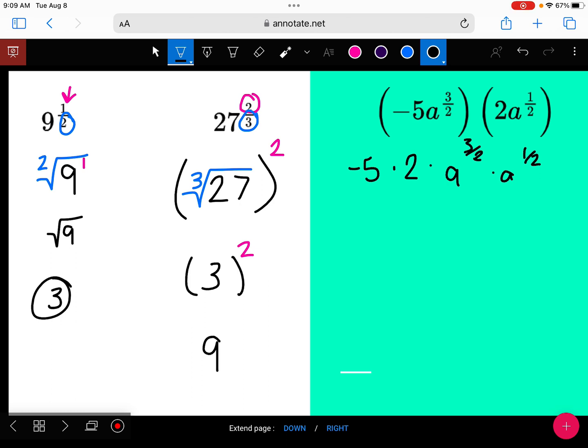We have -5 times 2, which gives us negative 10. That's the easy one. And when we multiply our bases, that's an A. It looks like a 9, but it's an A. I'm just bad at writing. When we multiply our bases, what do we do with our exponents? Add them. So we have 3 halves plus 1 half. We get A to the what? 4 halves. Can we simplify 4 halves? What is it? Negative 10A squared. So sometimes you won't even have to mess with the indexes and it'll simplify.